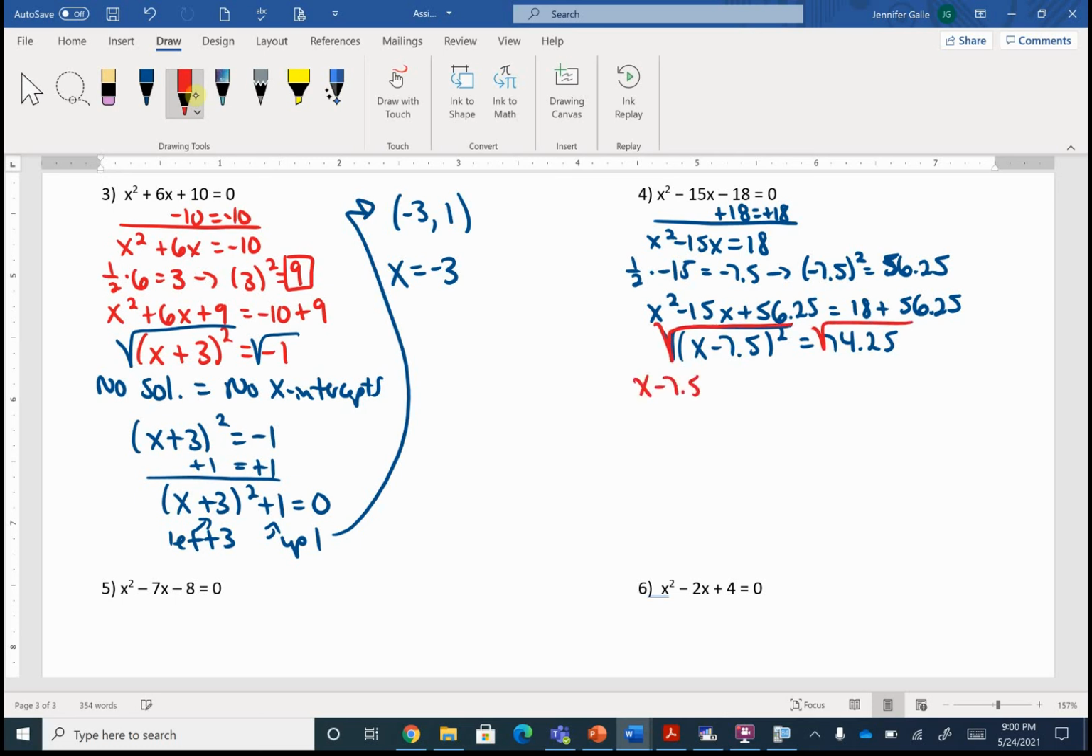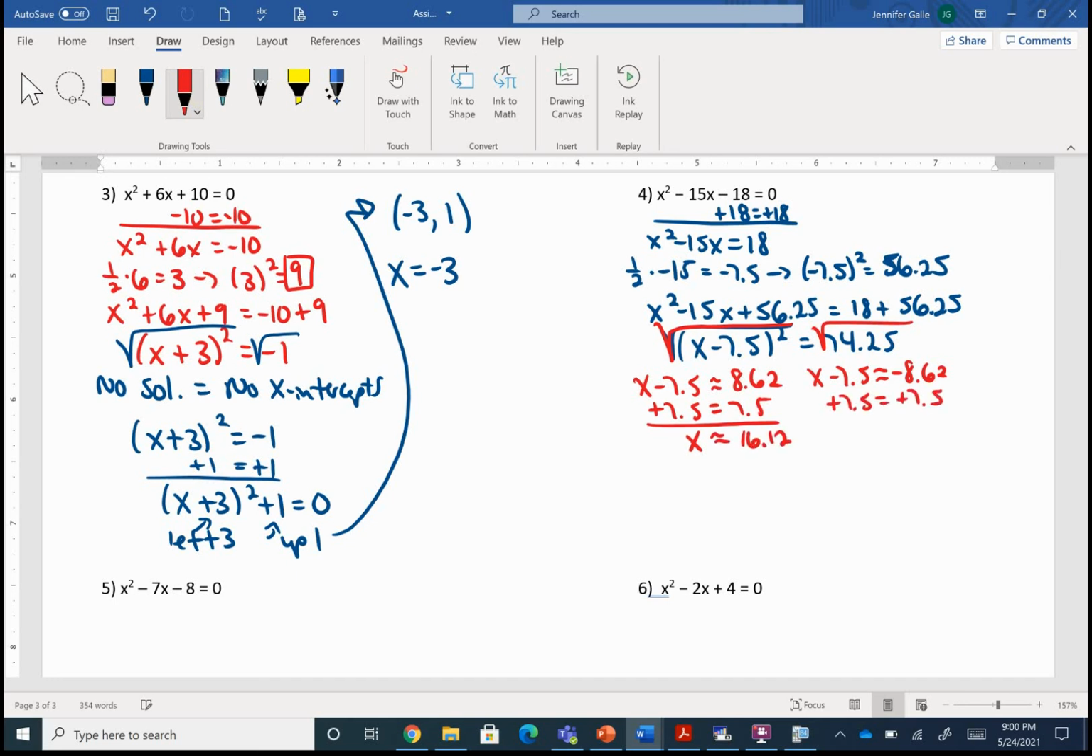The square root of 74.25 doesn't work out perfect. We get approximately 8.62. X minus 7.5 is approximately negative 8.62. Add 7.5 to both sides. X is approximately 16.12. Add 7.5 for our second case. X is approximately negative 1.12. So if we were to graph, these would be our approximate x-intercepts for our sketch.